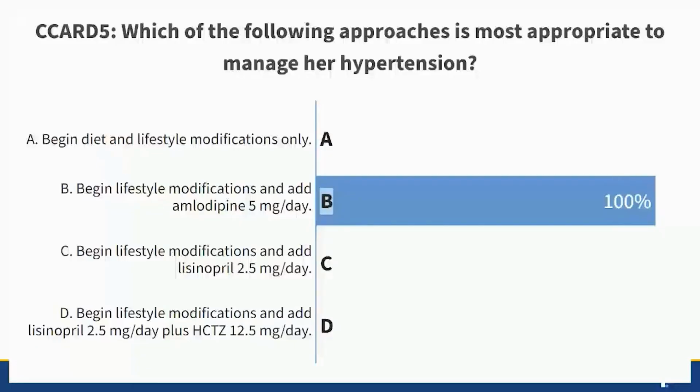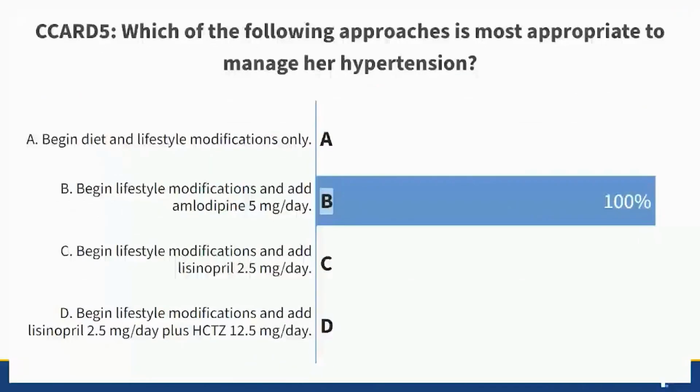Excellent, I agree with you. Answer choice B, we're going to begin lifestyle modifications and add amlodipine 5 a day. This is the best choice for this patient. We know that her 10-year ASCVD risk is more than 10%, so her treatment threshold is going to be 130/80, and so we're going to start drug therapy for that reason.